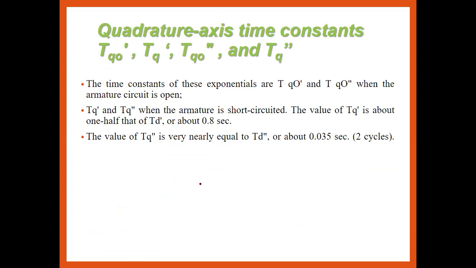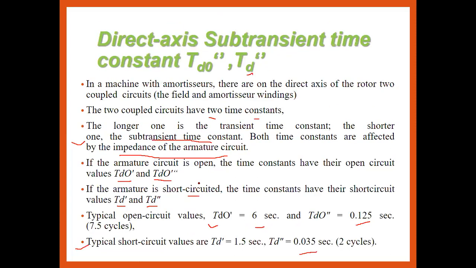Now the third, that is the quadrature axis. Now the quadrature axis time constant has come. What have we seen so far? First the transient, then the open circuit and short circuit in the transient, and then the direct axis sub-transient.